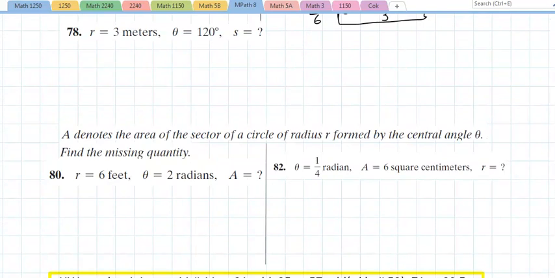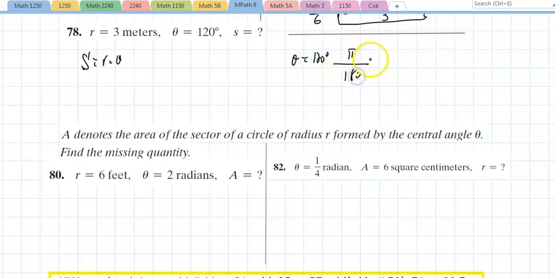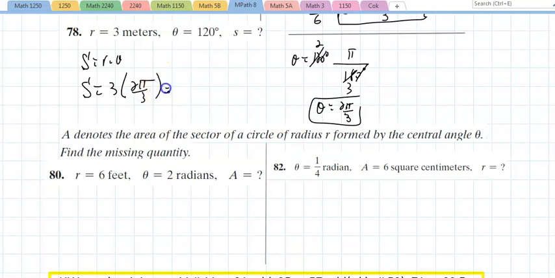Number 78, s equals r times theta, but here they're trying to trick us, but we know better. Theta is 120 degrees times pi over 180, because I want it in radians. Those cancel out, divided by 6, divided by 6. Theta is 2 pi over 3. So that's simple. Now that I know that in radians, then I could say, well, s equals r, and instead of saying 120, it's 2 pi over 3, and that would be 2 pi meters.